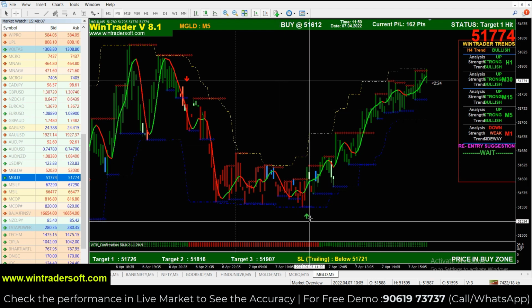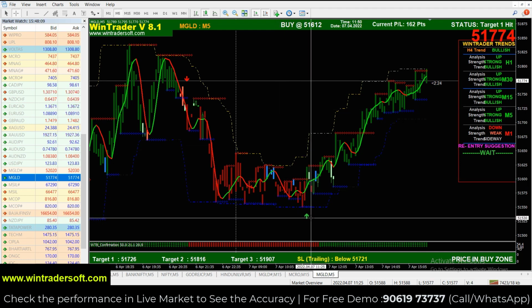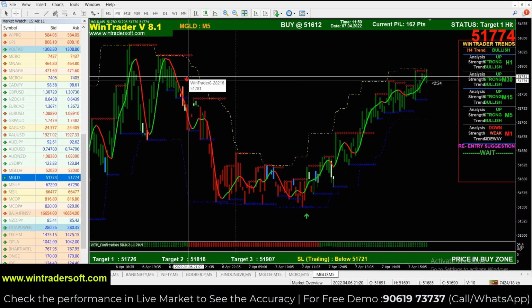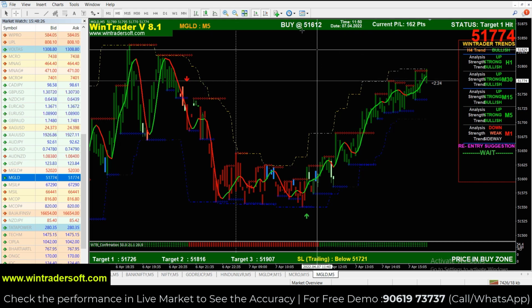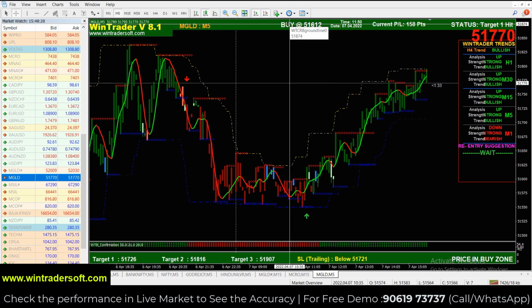This green up arrow is the buy signal and the red down arrow is the sell signal. These are automatic signals. Whenever the software generates a buy or sell signal, at the same time there is an alert: a pop-up message will display on your screen with a sound effect. In that alert message you will get the entry point, and the same details you can check in the above dashboard also.